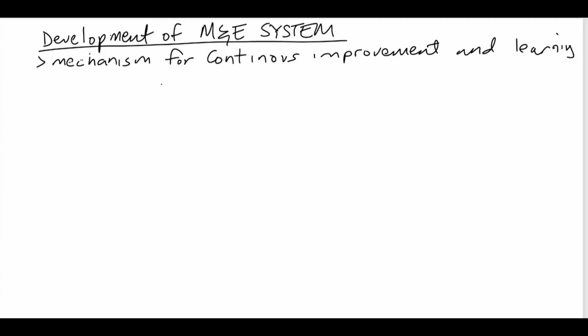Never mind what, the other thing I need to tell you is that there's too much information on the internet concerning what monitoring and evaluation is. But me, who has been doing this for a long time, I can guarantee you that what I've told you right now is the correct definition. The M&D system is a mechanism for continuous improvement and learning.